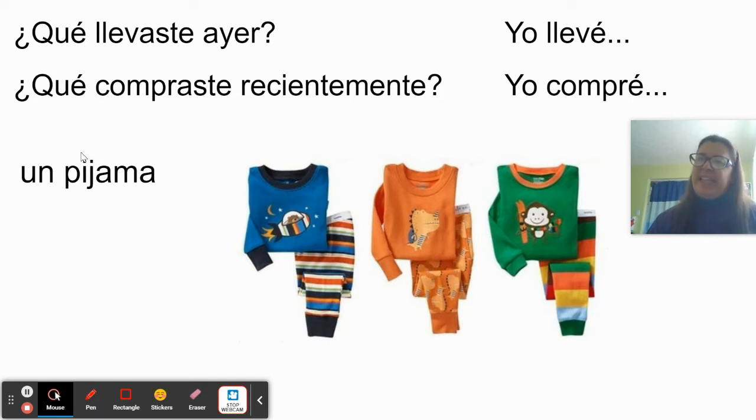¿Qué compraste recientemente? Yo compré un pijama. ¿Por qué? Oh, el material es de algodón.